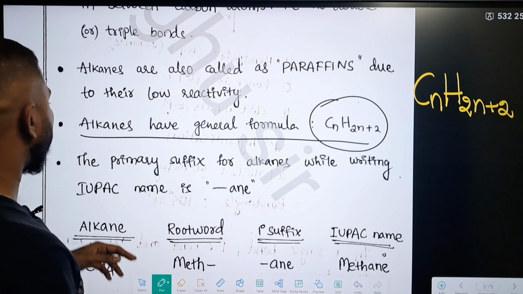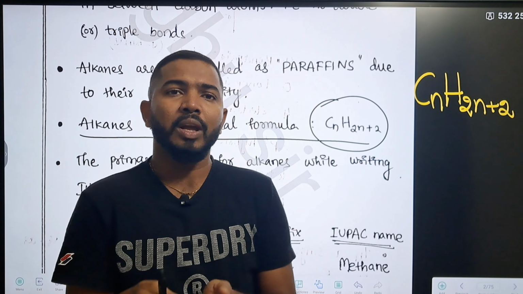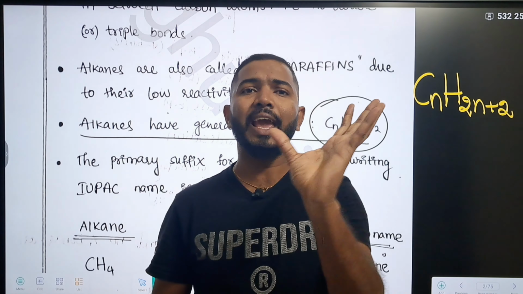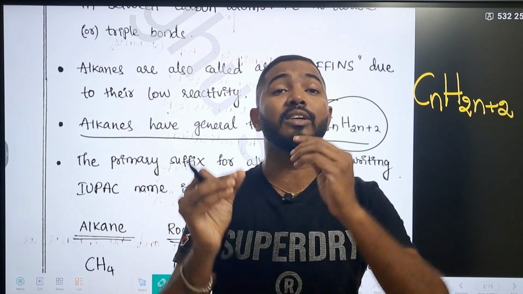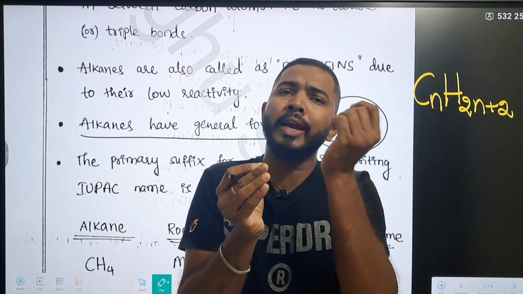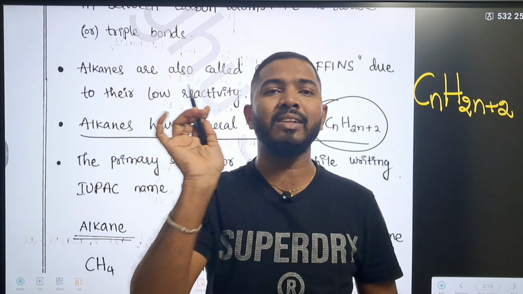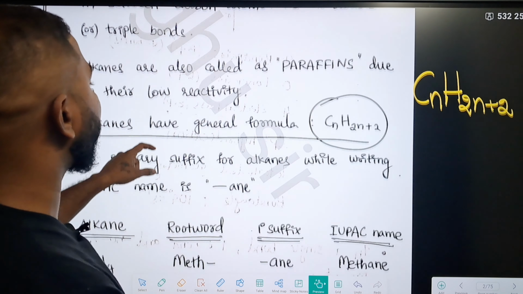Next, while writing the IUPAC name for alkanes, what suffix do we use? We use the suffix ane. That's why we attach the last three letters, ane. While writing the IUPAC name for any alkane, we take the help of ane as the suffix. That is the primary suffix.